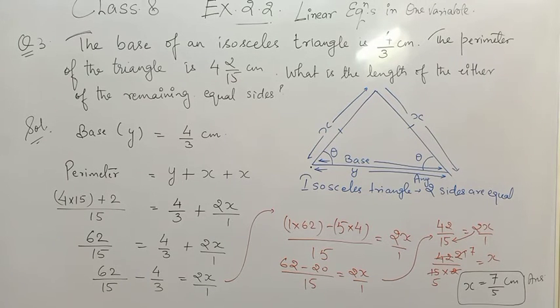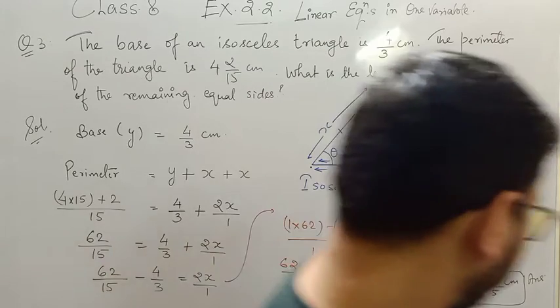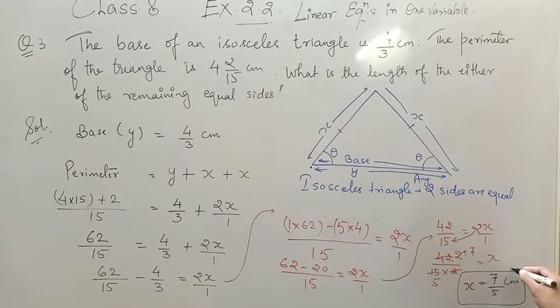So simple basic calculation is involved in this question. Please note it down fast, or you can write this answer in mixed fraction like this. x is equal to 5 ones are 5, 5 ones are 5 plus 2 centimeters. This is another way of representing 7 upon 5. Okay, I think I should rub this.